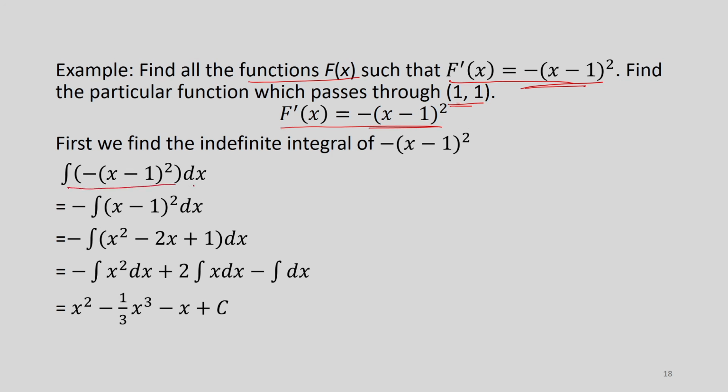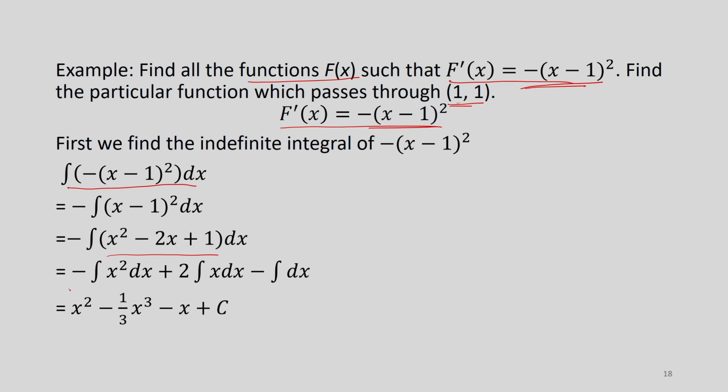Now, here we are trying to find the indefinite integral of minus x minus 1 whole square dx, because x is the variable of integration. One can take the minus 1 outside, so it becomes minus of integration of x minus 1 whole square dx. Now, this is the a minus b whole square formula. So, this will be x square minus 2x plus 1, and then I can break it up.